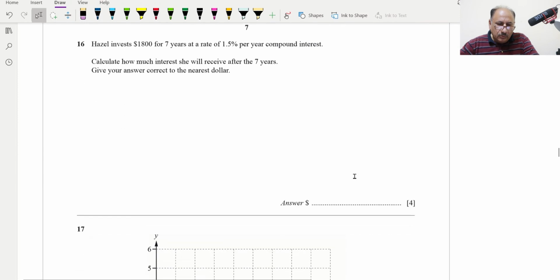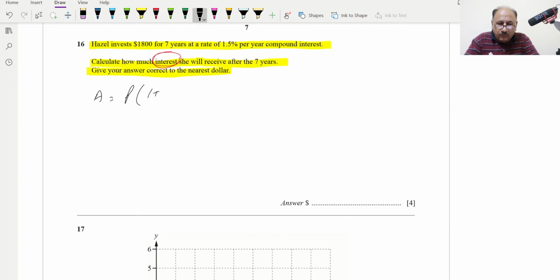4-mark question. Now question number 16, it says Hazel invested this much amount, 7 years, rate of 1.5, compound interest, calculate how much interest. They are asking for how much interest she will receive after 7 years. Give your answer correct to the nearest dollar. So we will use the compound interest formula. A is equal to P into 1 plus R over 100 raised to power T, and principal amount is 1800, and 1 plus rate is 1.5 over 100, and duration is 7 years.